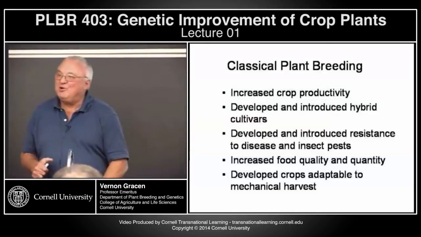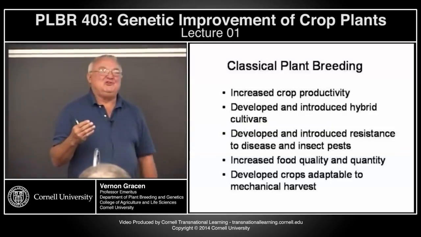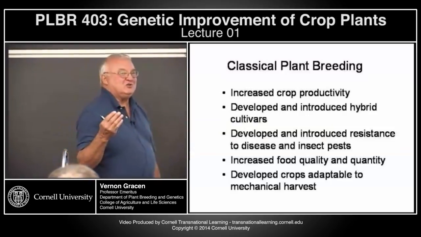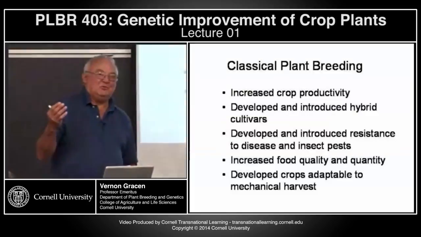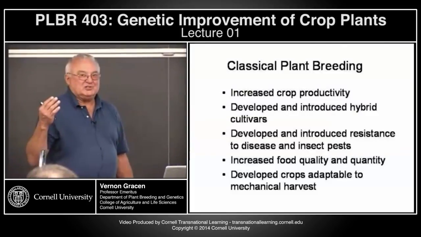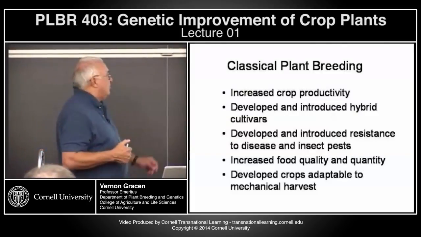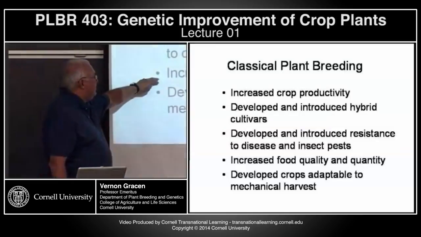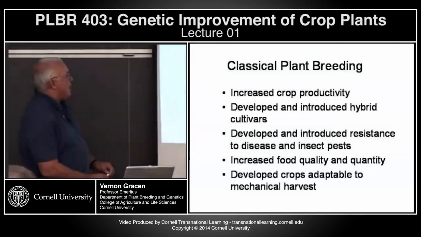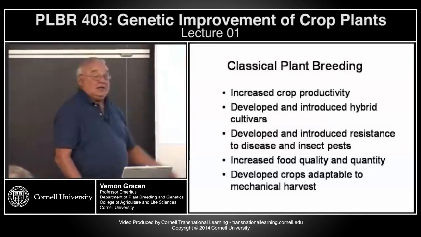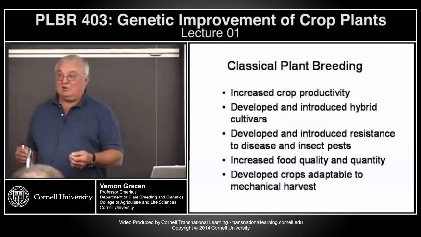And today I'm almost to the point of saying introduced resistance or tolerance to environmental stresses. We're getting to the point where there are actually some very useful materials for environmental stress resistance or tolerance. They increase food quality and quantity. And they develop crops adaptable to mechanical harvest.